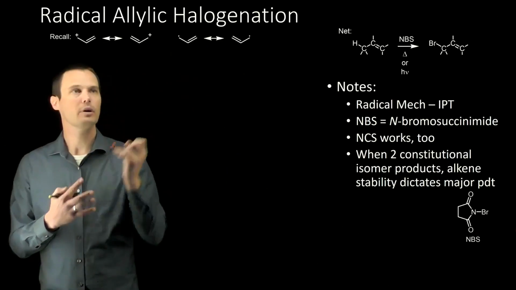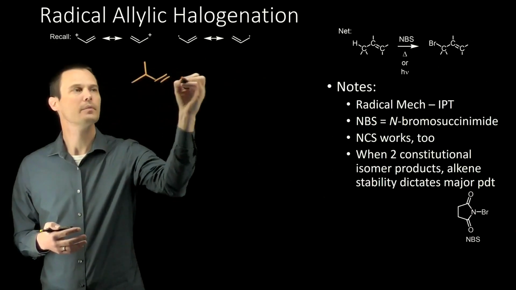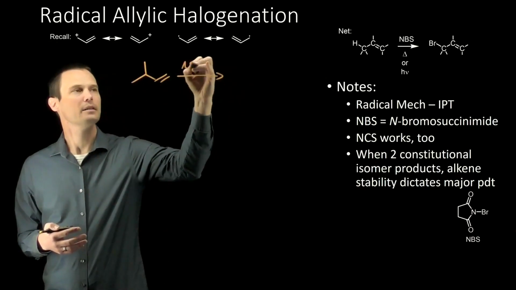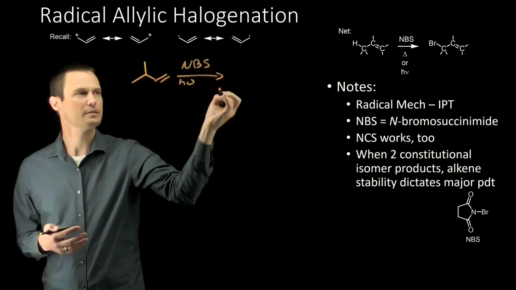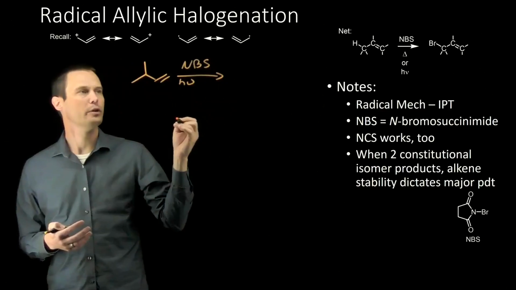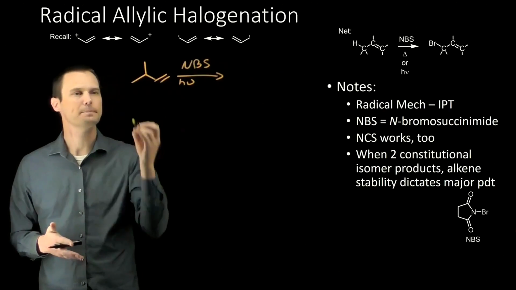We'll do an example where we have some kind of alkene starting material, and we are reacting this with NBS in the presence of light or heat. We'll do light. And we are going to form, I'll save the product and we'll put the product here as we get through the mechanism.